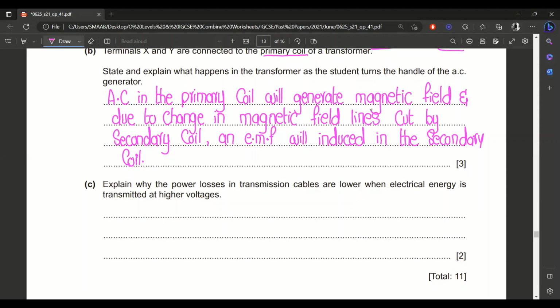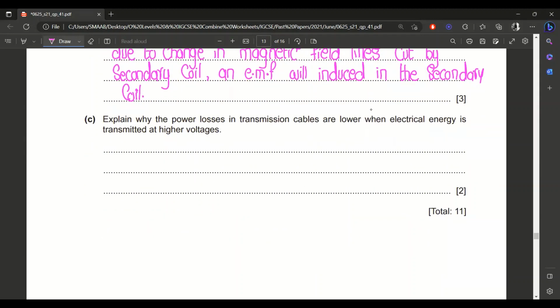Okay, sir. And the last part of this question: explain why the power loss in transmission cables is lower when electrical energy is transmitted at higher voltage. The resistance is low. Yes, because we already discussed this concept in some papers.